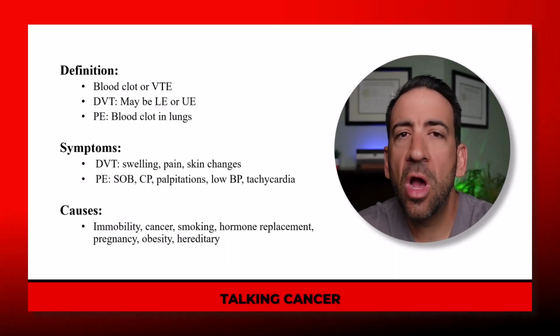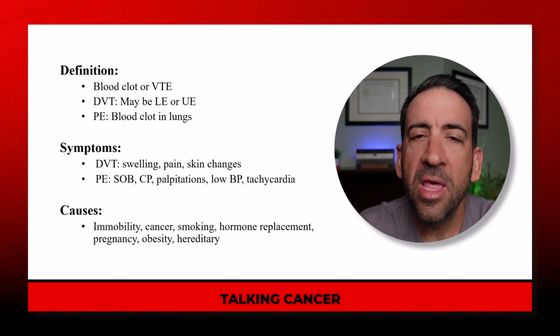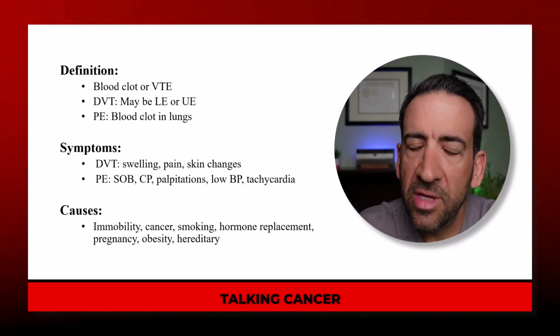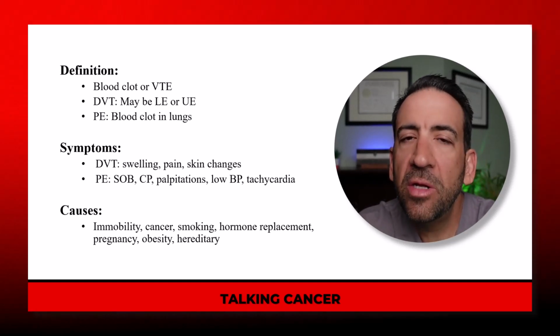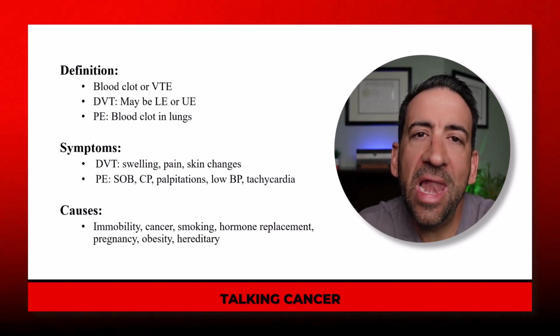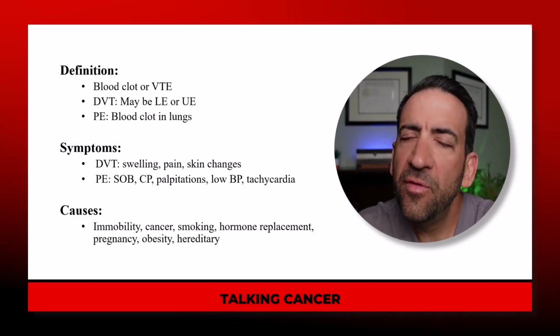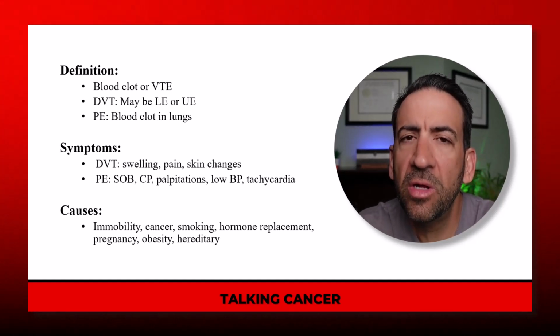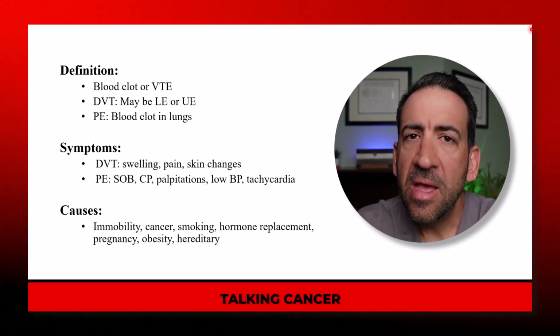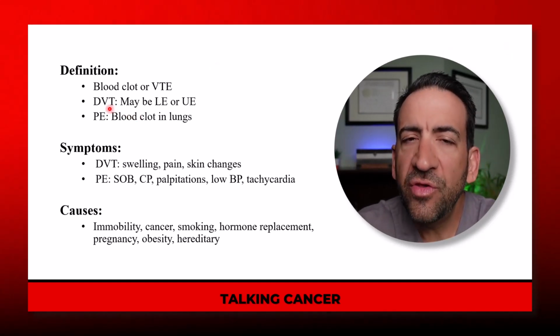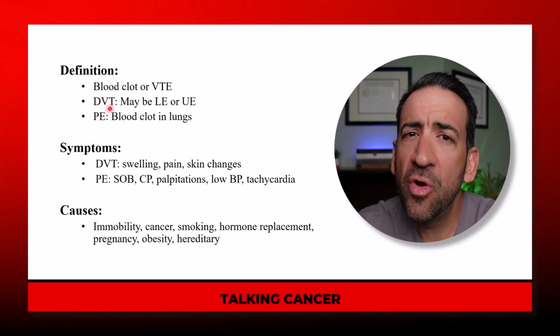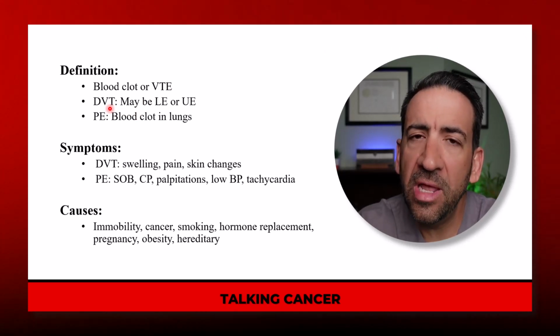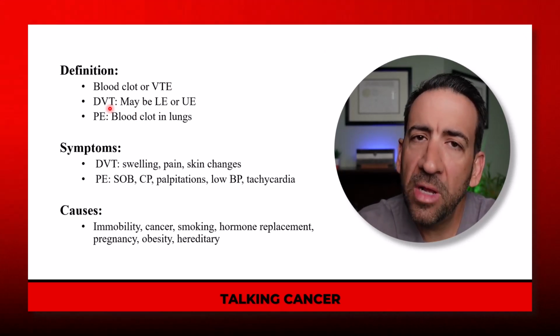All right, so let's start off with the definition. These are all blood clots. A DVT is a blood clot that forms in either our legs or our arms. For this discussion, we're going to stick to blood clots in the legs. When a blood clot is in the arm, it's usually induced from either a catheter or an IV line that you had put in, and that provoked the blood clot.